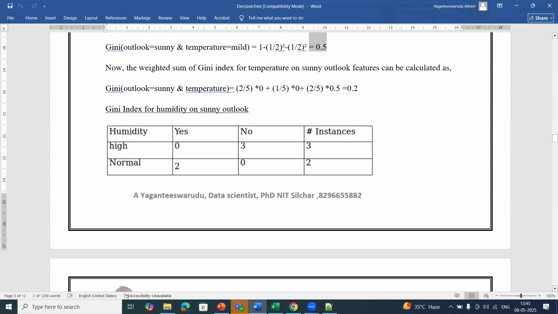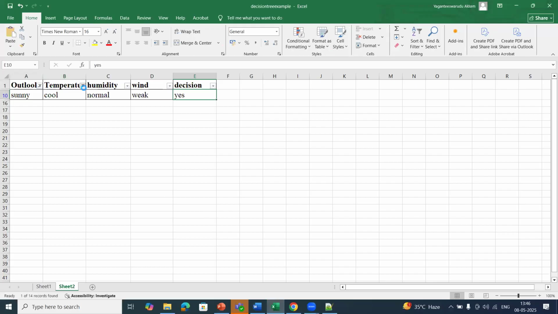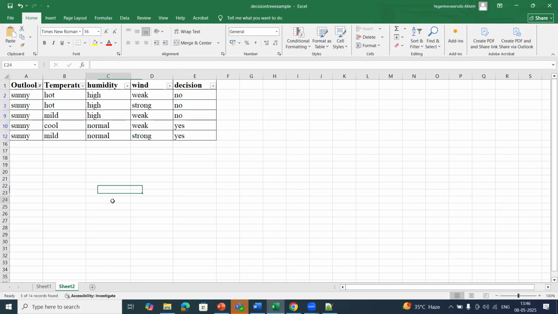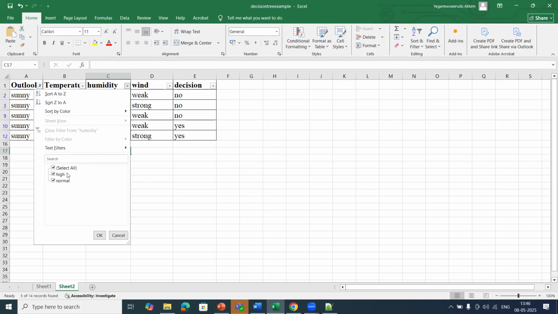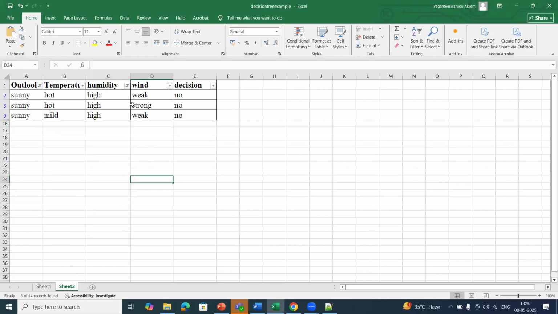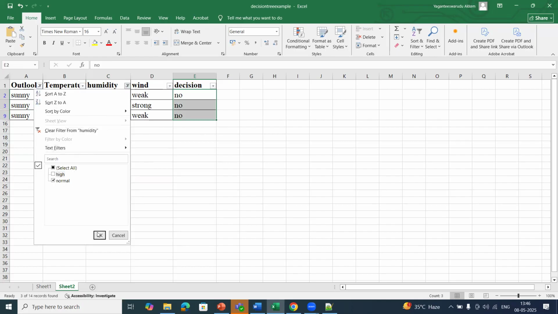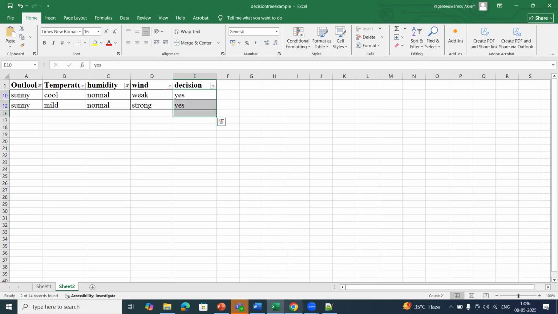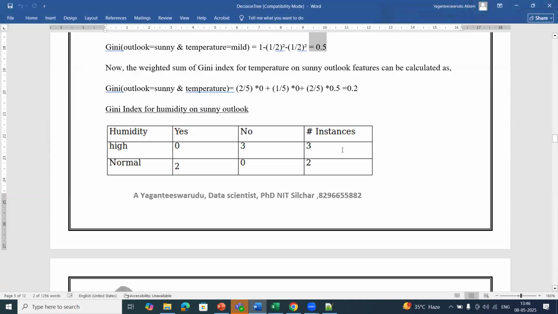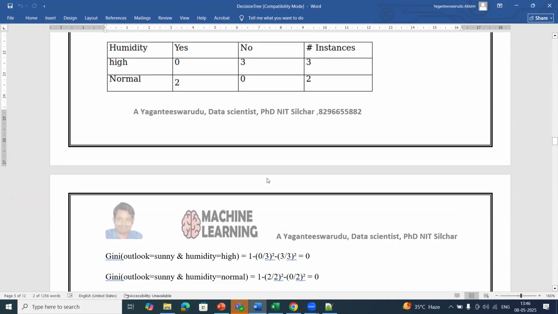And similarly, separate Gini index for humidity. If you filter humidity, there are two values, high and normal. If I separate high, see here, all three are no. And for normal, all two are yes. So total 5 instances. If it is high, all three are no, 3 instances. For normal, 2 yes and 0 no. So just apply the same Gini index formula.